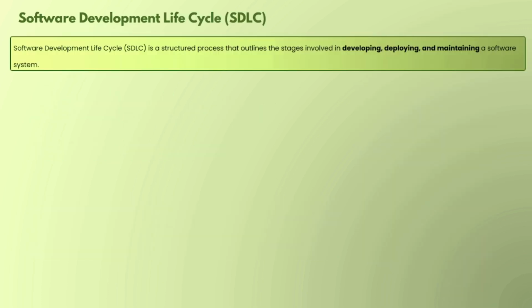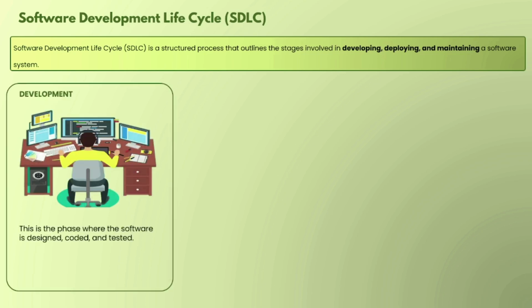Software development lifecycle is a structured process that outlines the stages involved in developing, deploying, and maintaining a software system. First, let's break down development, deployment, and maintenance. The development phase is where the software is designed, coded, and tested.